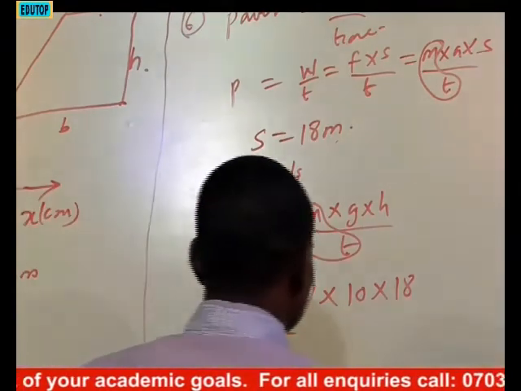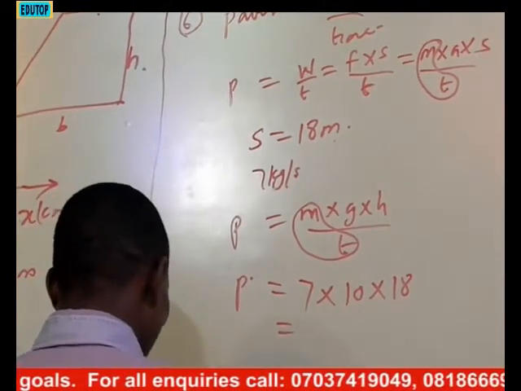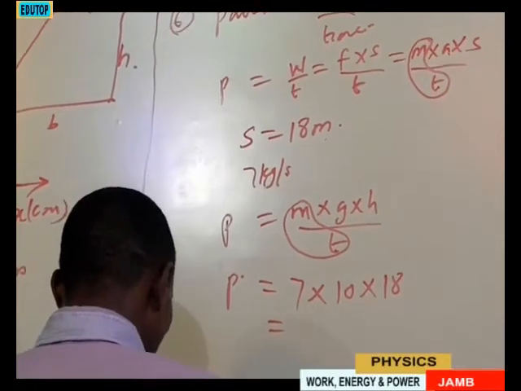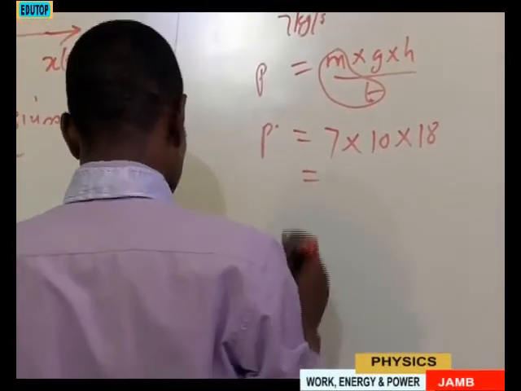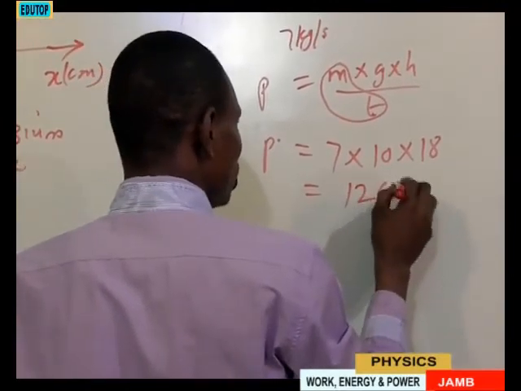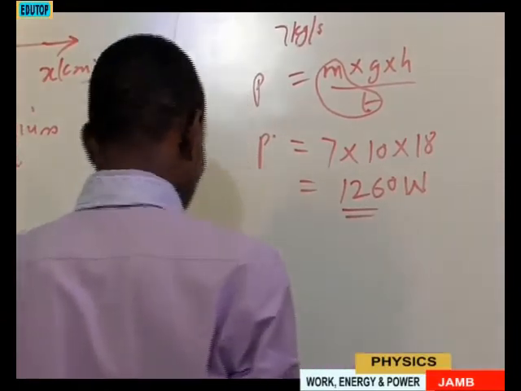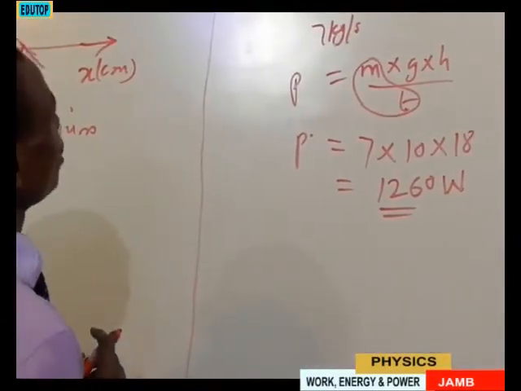So if you are to get 7 times 10 times 18. 7 times 10 will be 70. Then we are going to have 70 times 18. Then we are going to have 1260 watts. 1260 watts. And that is the answer to question number 6.